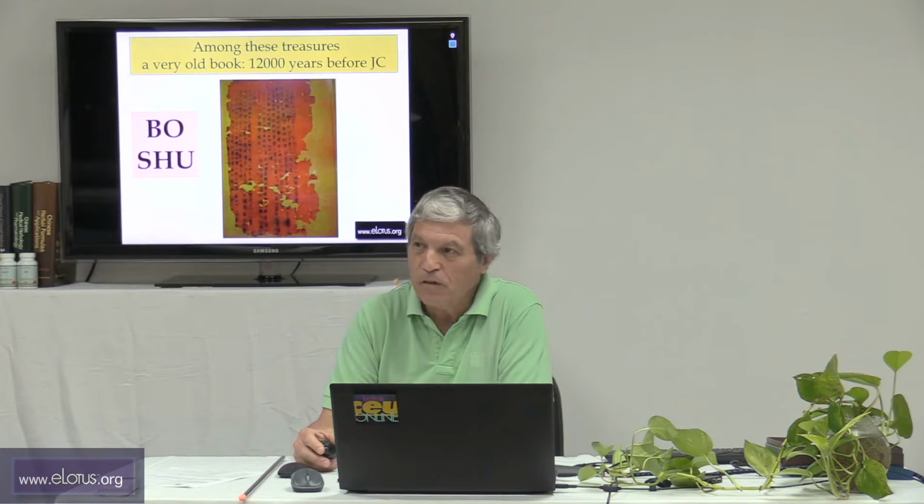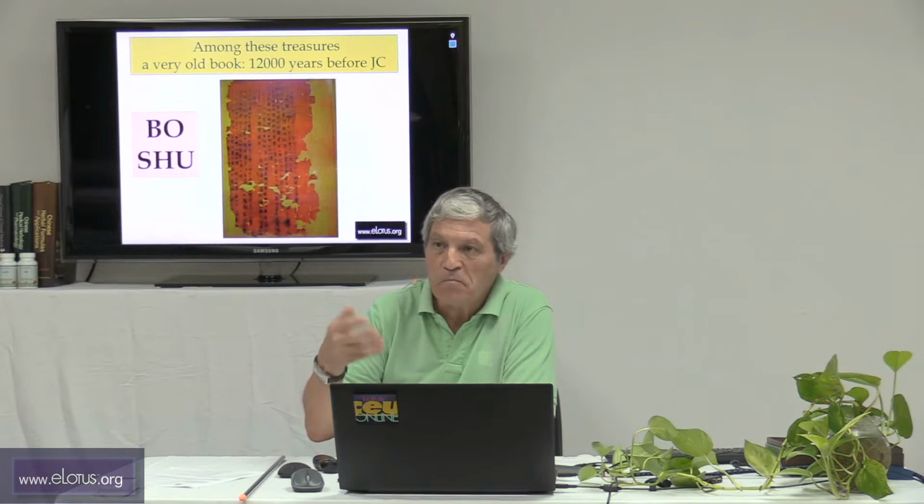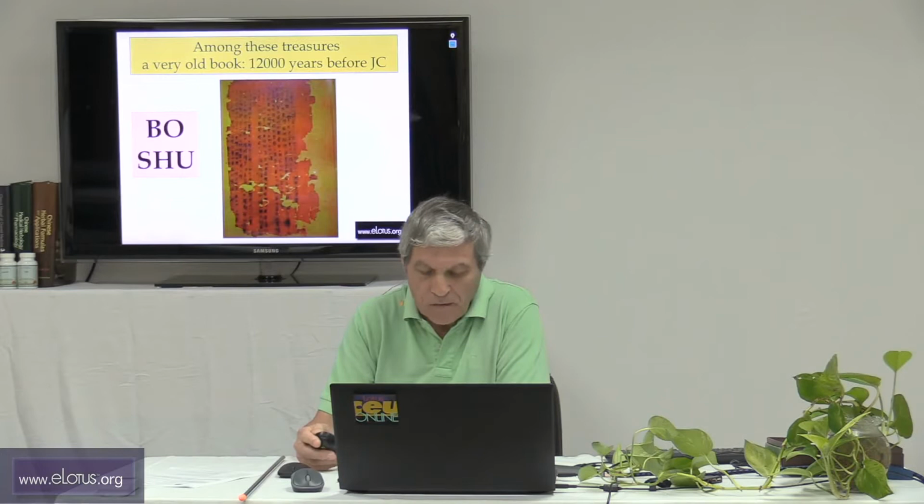Today we study the Nei Ching, but the Nei Ching is 5,000 years old. But the Chinese found an old book. The name is Bo Shu. It's not really a book, it's some papers, some fragments, and we can study with these sheets.